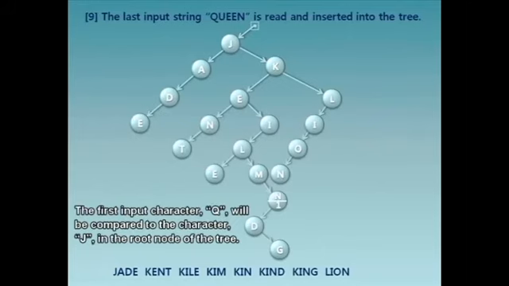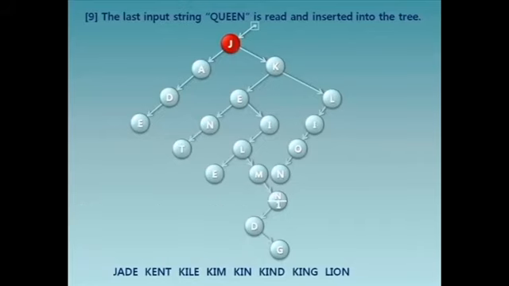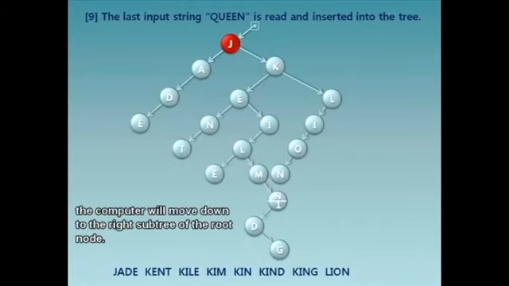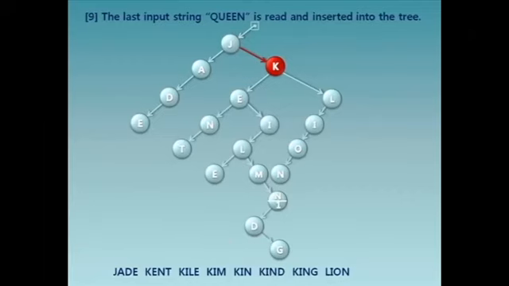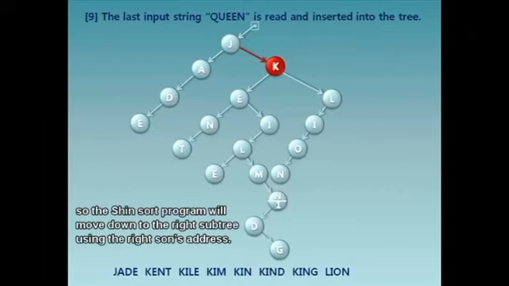The first input character Q will be compared to the character J in the root node of the tree. Since Q is greater than J, the computer will move down to the right subtree of the root node. The first character Q is still greater than character K in the head node of the subtree. So the Shin sort program will move down to the right subtree with the right son's address.